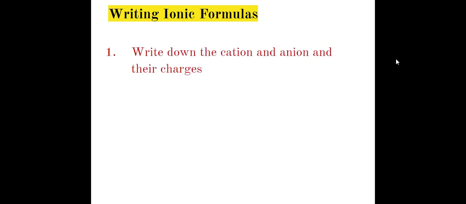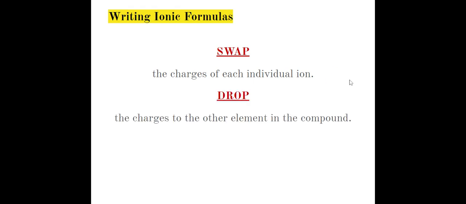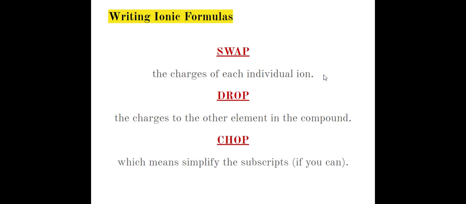So how do I write an ionic formula? The first thing that you're going to do is write down the cation and the anion and their charges. The next thing that you're going to do is swap, drop, and chop. Okay? So let's actually do it. Swap is swapping the charges of each ion. Dropping is when you drop the charges to the other elements in the compound. So you drop them down to the ground, basically. And then chop is when you simplify the subscripts if you can.